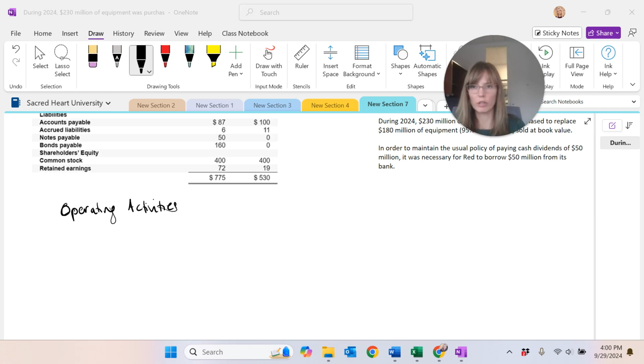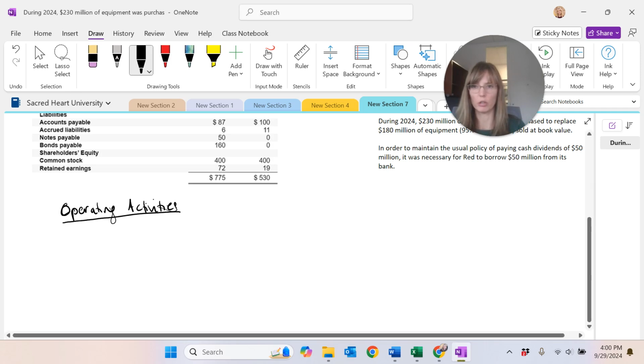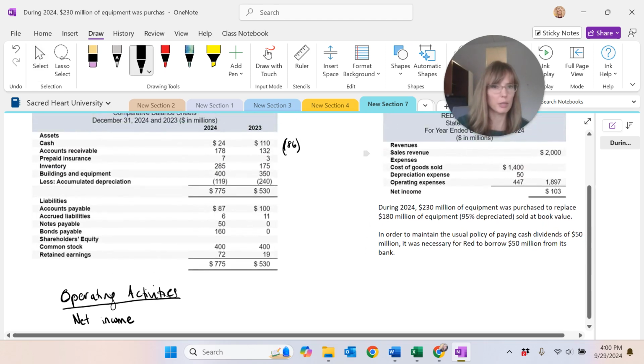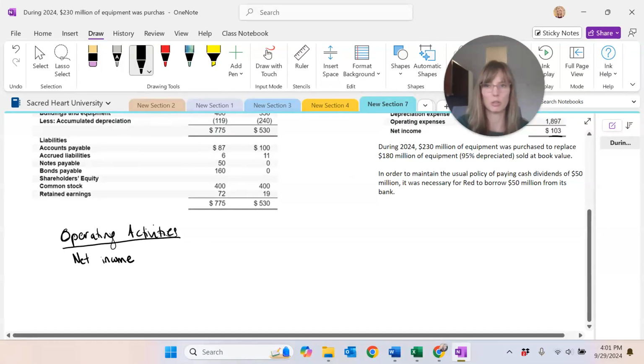And we're going to use the indirect method in the operating section, where we're going to start with net income, of course, taken from the income statement, and then we're going to make adjustments to get down to cash from operating activities. Net income on the income statement, I see 103 million, so that's my starting point.